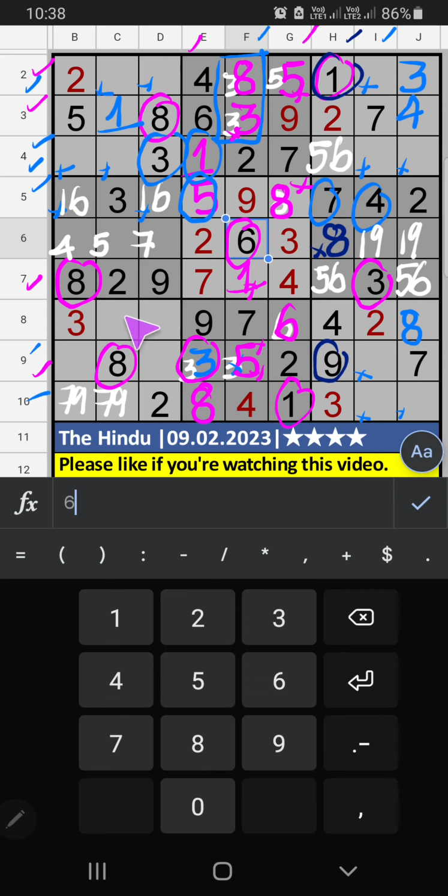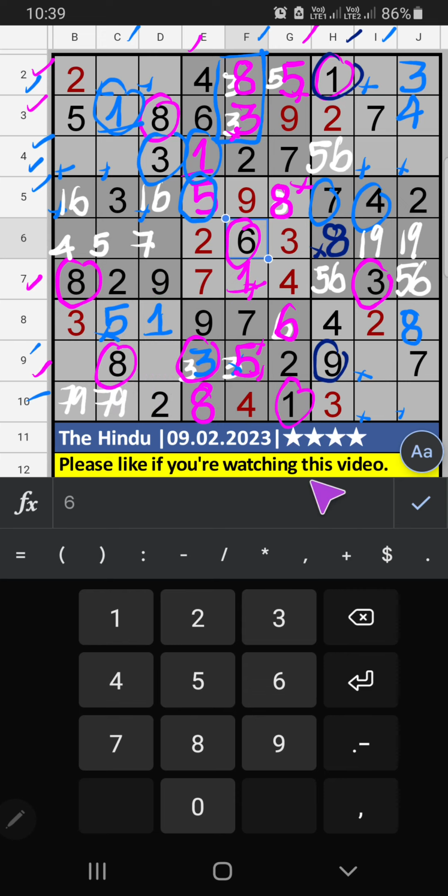Then 8th row, two numbers are remaining, 1 and 5. It will come in one of the cells. Column C, we have 1. So 1 can't come in the cell. 1 is confirmed here. Then 5 is here. Then 7th grade, two numbers are remaining, 4 and 6. It will come in one of the cells.